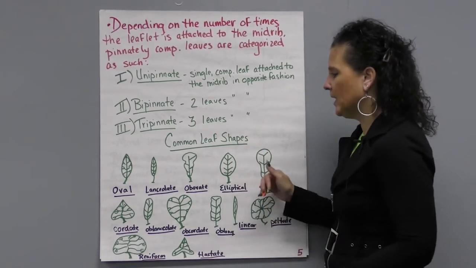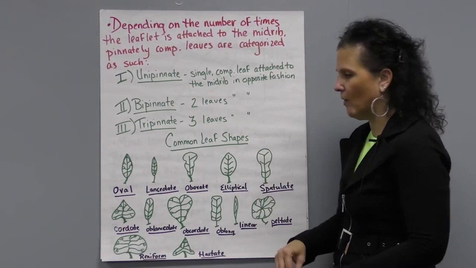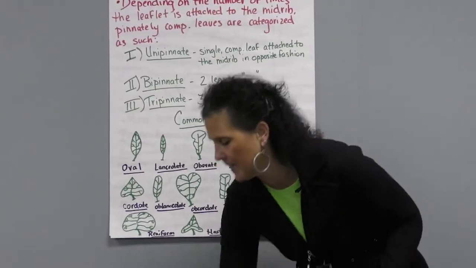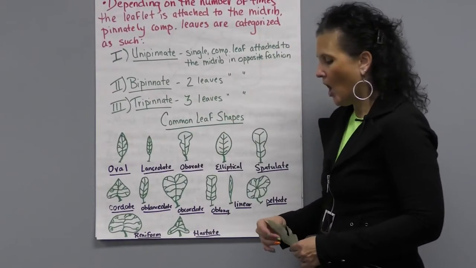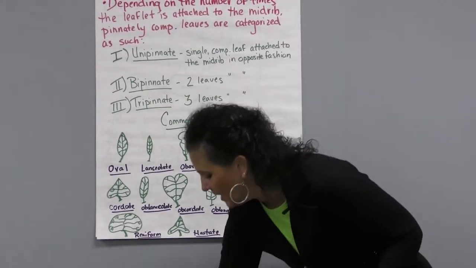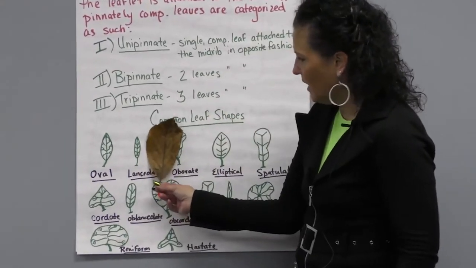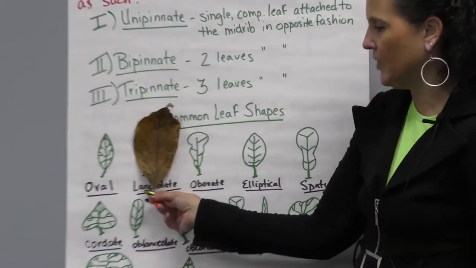So we have some common leaf shapes, and I wanted to show you a few ideas. We'll look at some samples here of leaf shapes. Oval leaf shape is kind of like that. If you see that, that is an oval leaf shape.